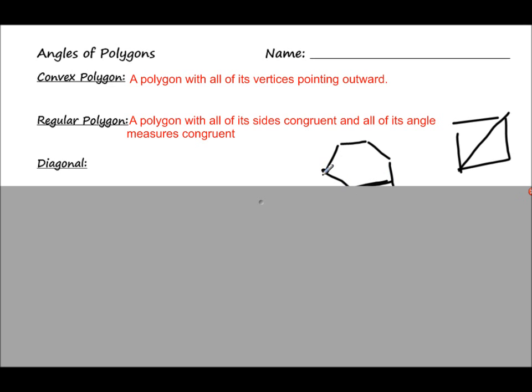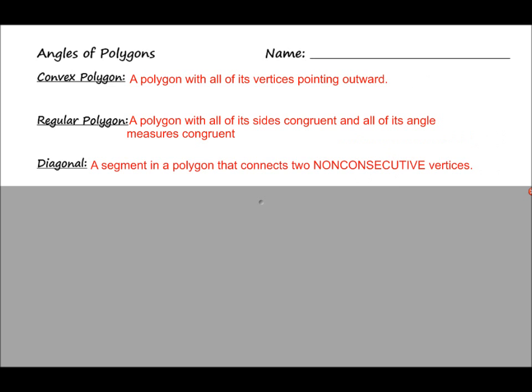The diagonal is any segment that can be drawn from one vertex to what's called a non-consecutive vertex, meaning this vertex to this vertex would be consecutive because they're right next to each other. A diagonal connects two non-consecutive vertices, vertices that are not right next to each other. They're kind of across from each other. So we can connect a diagonal to these non-consecutive vertices, these non-consecutive vertices, these non-consecutive vertices. That's a diagonal.